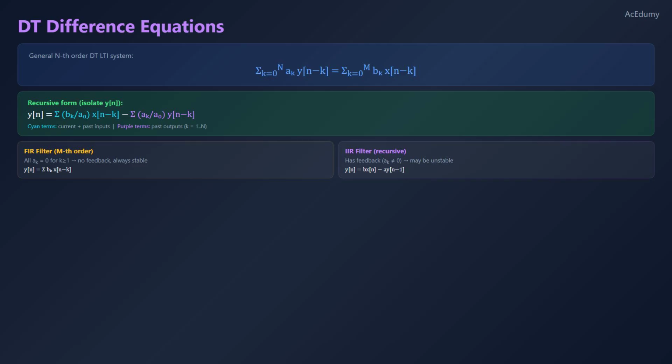Discrete-time LTI systems are described by difference equations. The general form is sum from k equals 0 to n of a sub k times y of n minus k equals sum from k equals 0 to m of b sub k times x of n minus k. Dividing by a0 and isolating y of n gives a recursive formula. Y of n equals the weighted sum of current and past inputs minus the weighted sum of past outputs. This lets us compute each new output sample step by step, given the input sequence and initial conditions. This is exactly how digital filters work in practice.